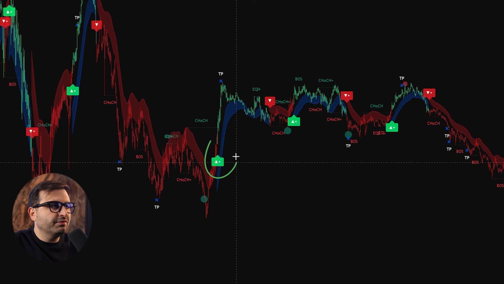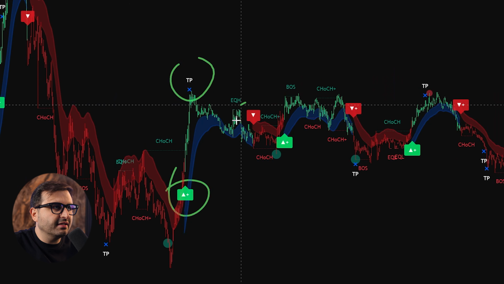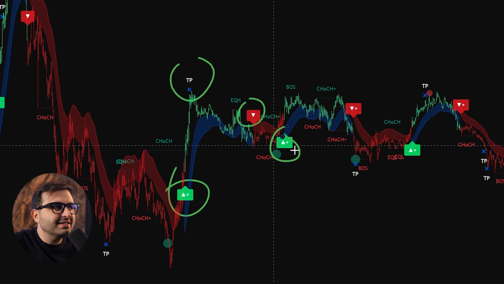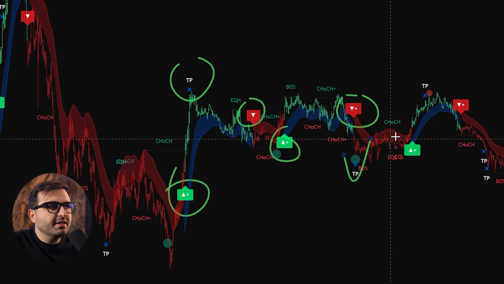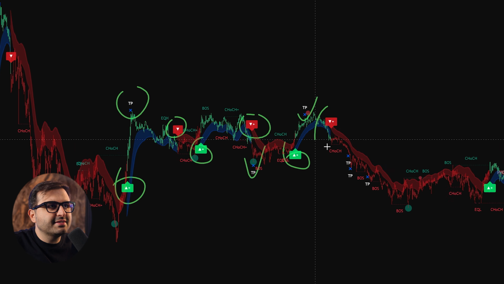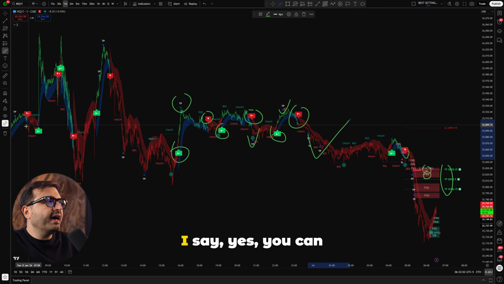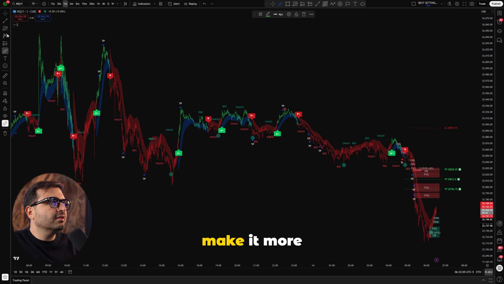Let's zoom out. Buy signal, TP hit. Sell signal, stopped out. Buy signal, no TP hit. Sell signal, TP hit. Buy signal, TP hit. Sell signal, TPs are hit. Can we make this powerful? This is the question. I say yes, you can make it more powerful.